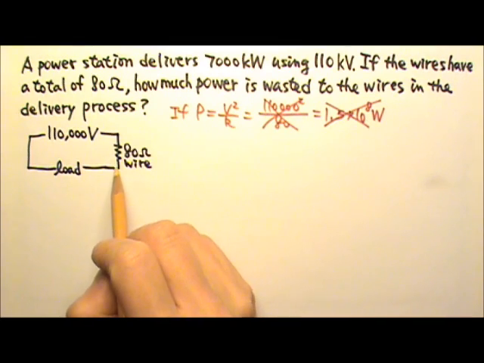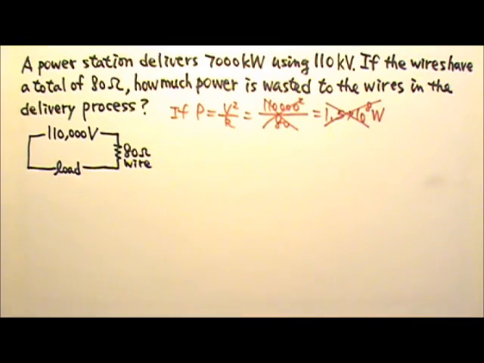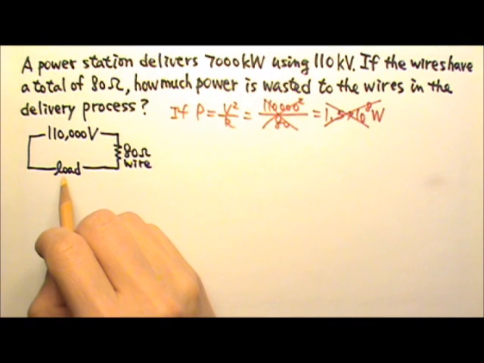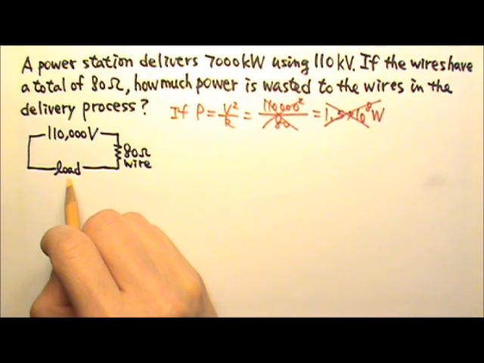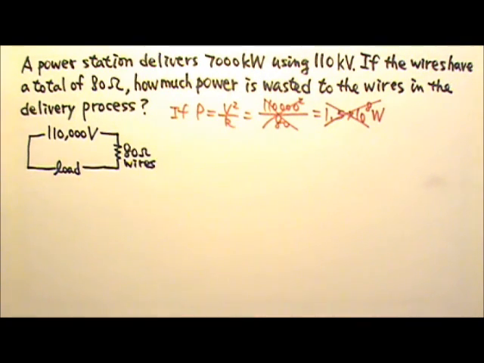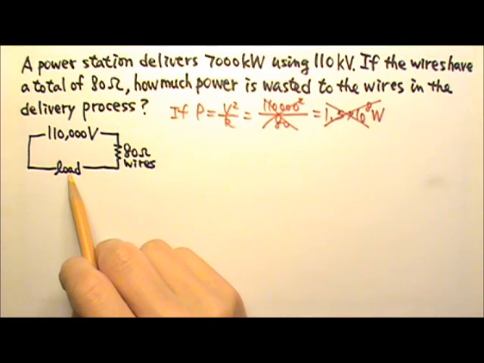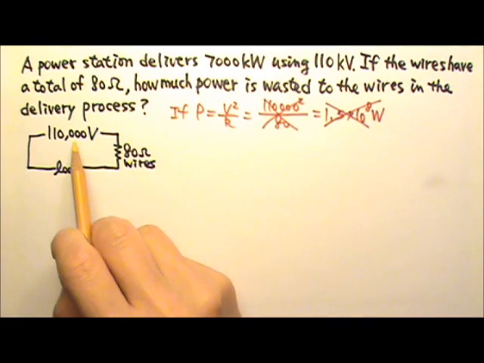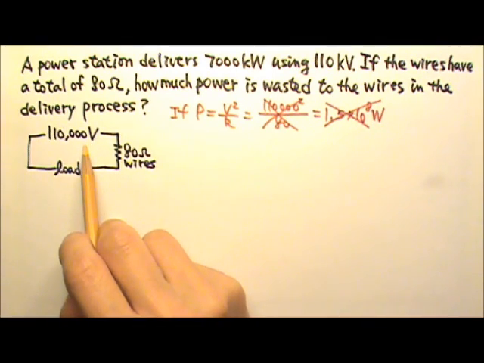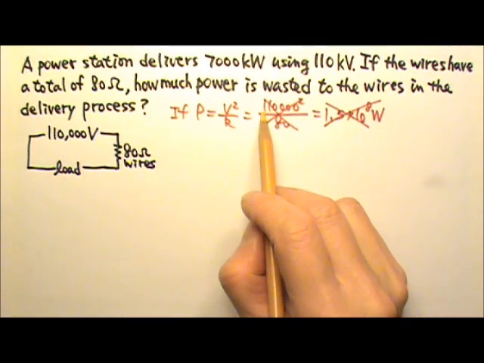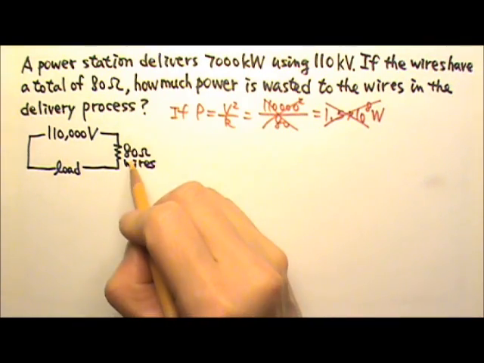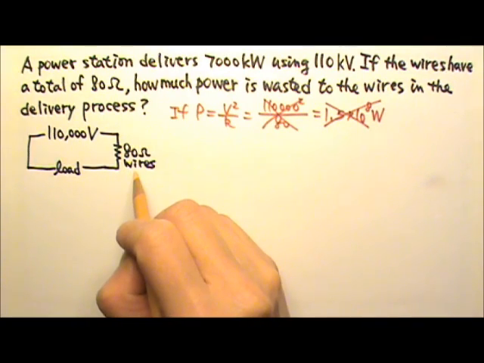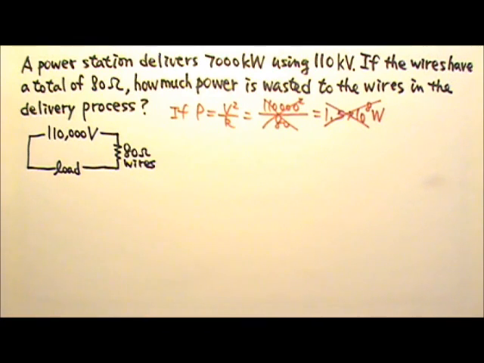And these wires are connected to the load. The load would be the electric appliances or machines that use electricity. So effectively, the 80 ohm wires and the load are connected in series, which means they have to share this total voltage. The wires do not get all of the 110,000 volts. That's why this is wrong. In fact, the wires only get a very small fraction of the total voltage.